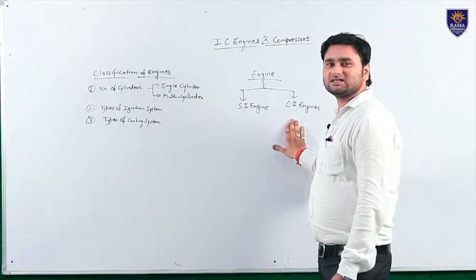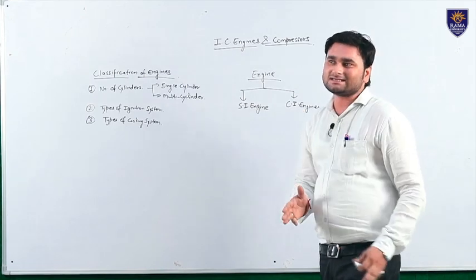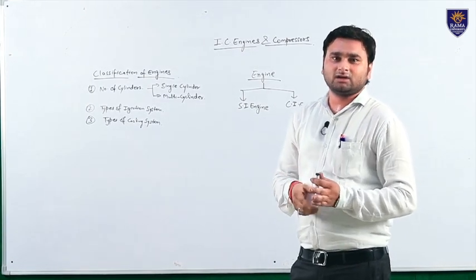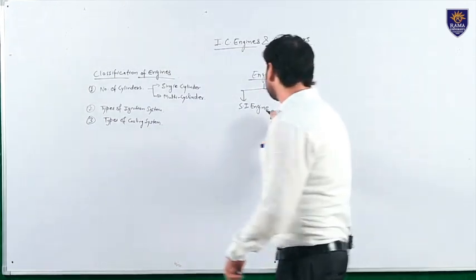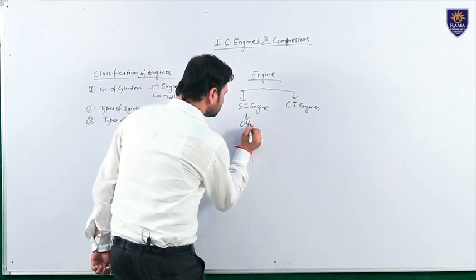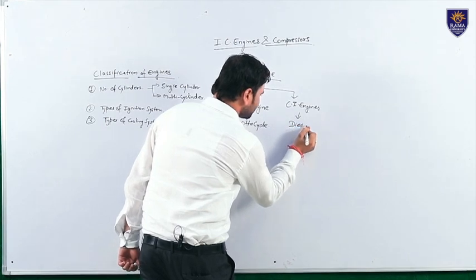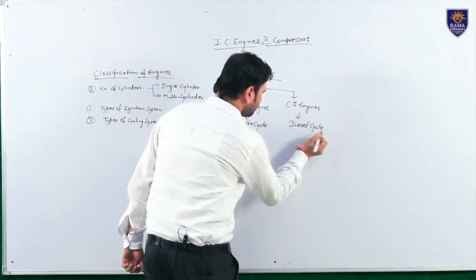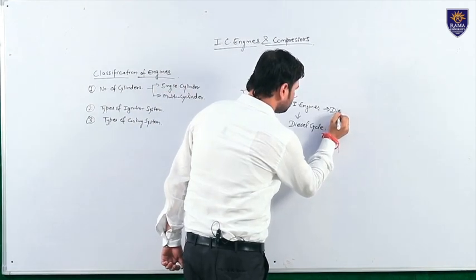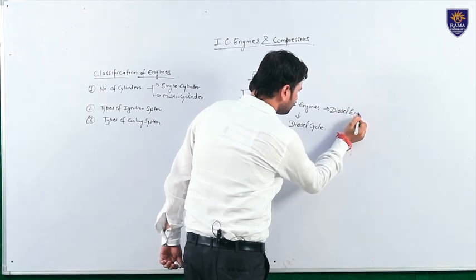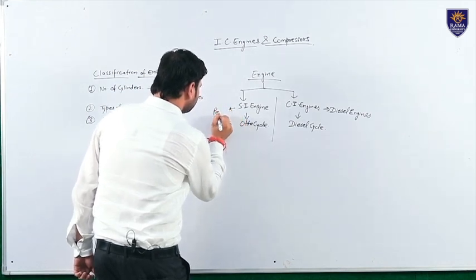CI engines simply mean compression ignition engines. They are governed by the diesel cycle. The governing cycle which rules the CI engine is simply the diesel cycle, while the SI engine is governed by the Otto cycle. CI engines can also be termed diesel engines, and SI engines petrol engines.